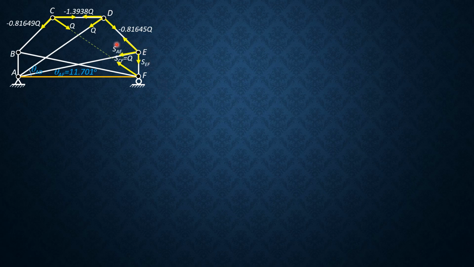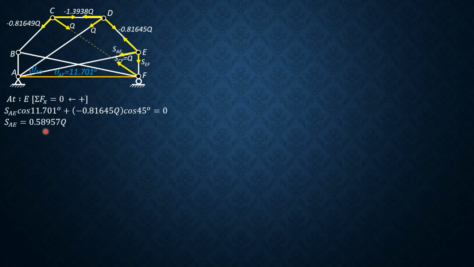First, summation forces X so that we can express SAE in terms of Q. Leftward positive. So SAE cosine of 11.701 plus the quantity negative 0.81645 Q cosine of 45 equals 0. So SAE can now be expressed in terms of Q. It is 0.81645 Q cosine 45 over cosine 11.701. So it is positive 0.58957 of Q. Then summation forces Y to express SEF in terms of Q.